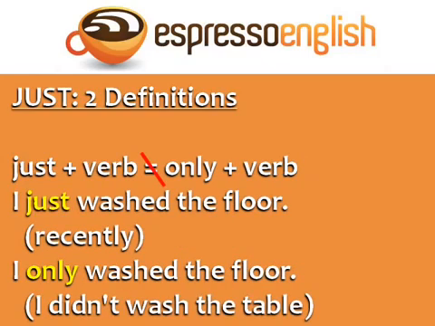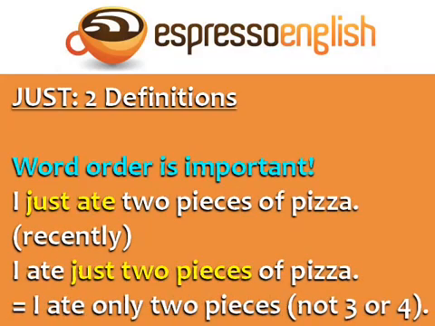However, just plus a verb is not equal to only plus a verb. The sentence, "I just washed the floor," means I washed the floor recently. The sentence, "I only washed the floor," means I washed the floor, but I didn't wash the table or anything else. When using just, the word order is important.